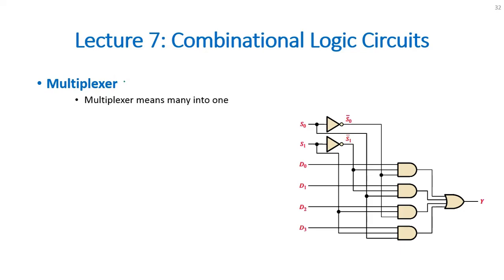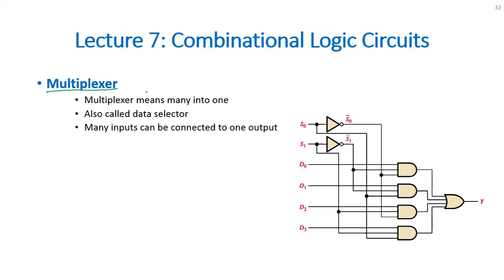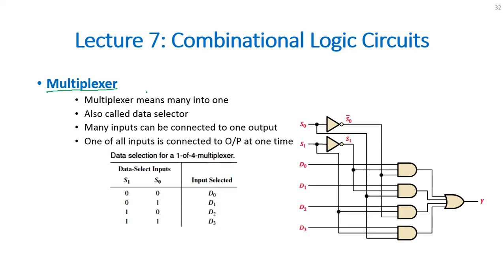Today our topic is multiplexer. Multiplexer means many into one. It is also called a data selector. Here we have many inputs connected to only one output. So here you can see a circuit diagram for a multiplexer, which is a 4x1 mux.